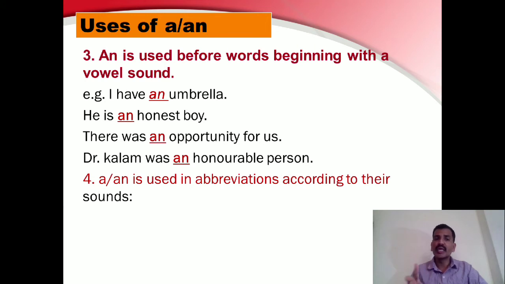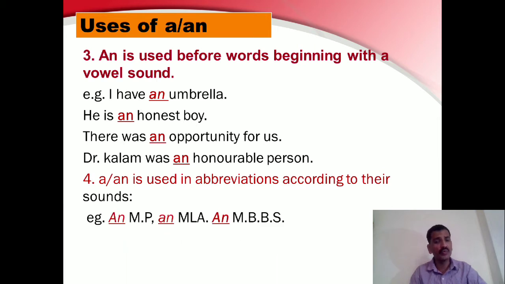Honorable, opportunity, honest, umbrella. These are the vowel sounds, so always use "an". Next rule: "a" or "an" is used in abbreviations according to their sounds. Which are the abbreviations? An MP, member of the parliament. He is an MLA, member of the legislative assembly. She is an MBBS. These are the abbreviations you can use.